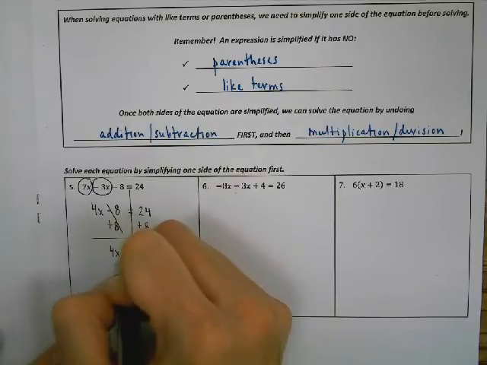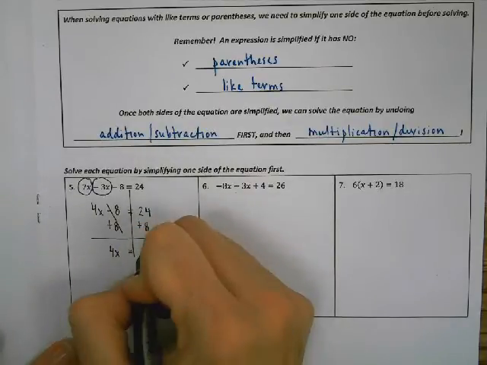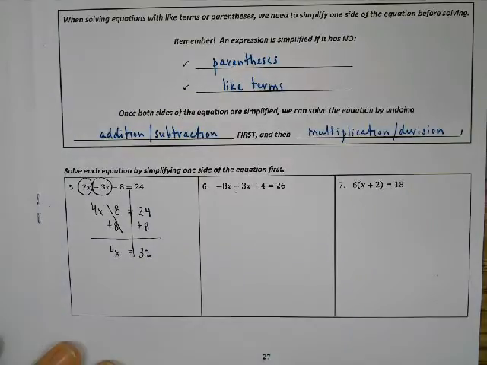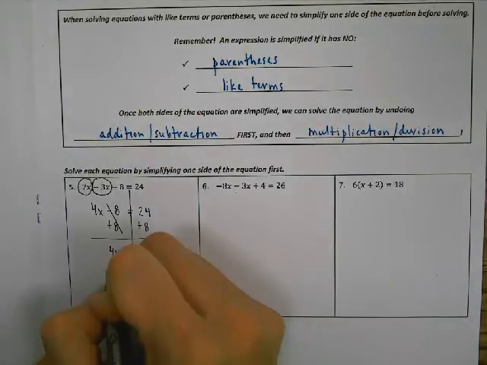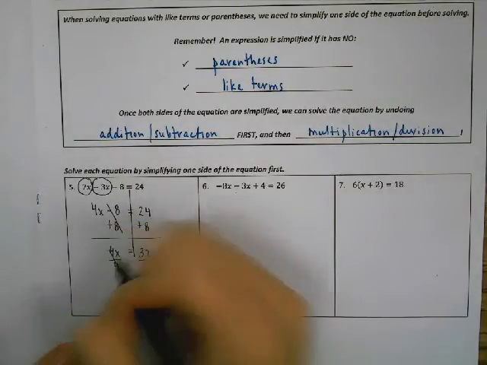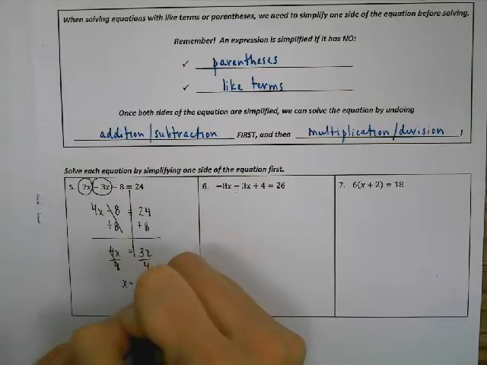I bring my 4x down. And then 24 plus 8 gives me 32. Now I just have a one-step equation. So I'm going to divide by 4. My 4 is going to cancel, and I get x equals 8.